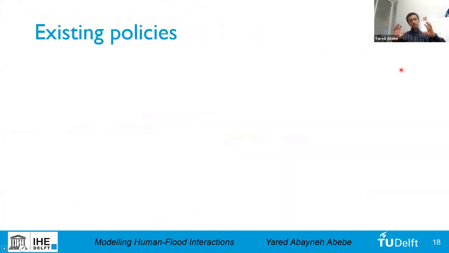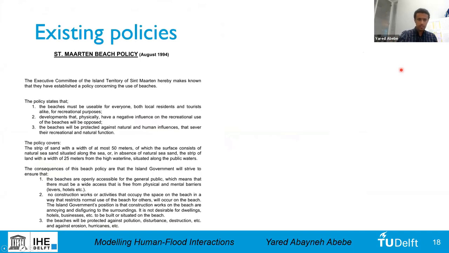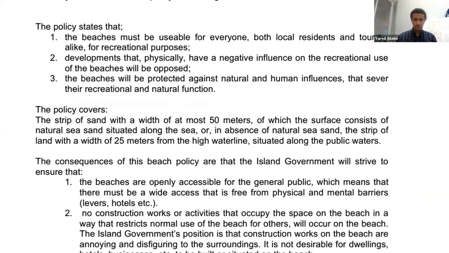Related to flooding, there are different policies. For example, the existing St. Martin Beach Policy says that the strip of sand with a width of at most 50 meters, of which the surface consists of natural sea sand, should not have any building. But if you go to St. Martin, there are a lot of buildings just next to the shoreline. So this is an institution. It's a policy.